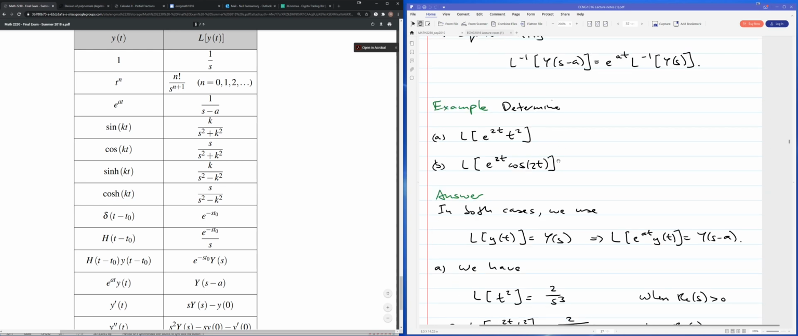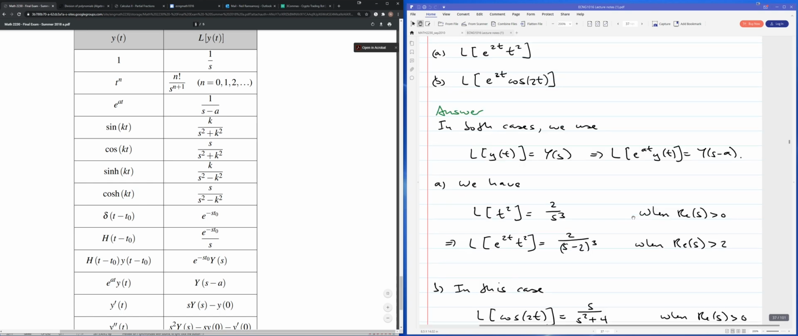What we're using is this version of shifting the s variable. It says that if the Laplace of y of t is Y(s), then the Laplace of the exponential times y of t is Y(s minus a). So what's the original function over here? The original function would be t squared, and then you multiply the t squared by the exponential. And as I said before, don't worry about the convergence over here, just focus on the Laplace computations.